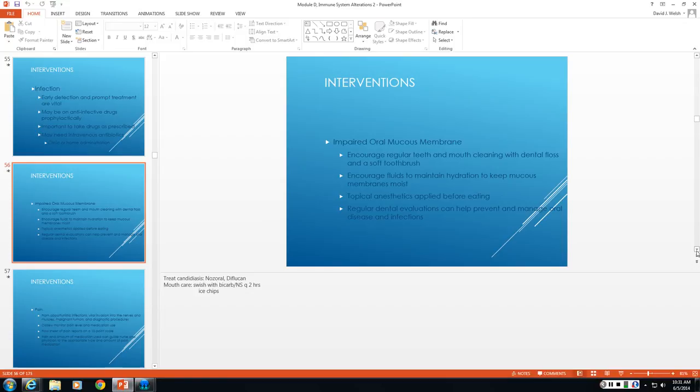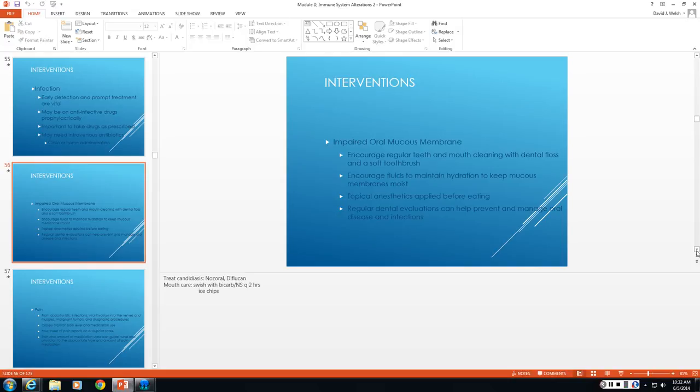They're going to have impaired oral mucous membranes, so you're going to encourage regular teeth and mouth cleaning with dental floss and a soft toothbrush. You're also going to encourage fluids to maintain hydration and to keep the mucous membranes not open, but moist. Excuse me. Topical anesthetics are going to be applied before eating. Okay? And we're talking about people that have thrush in their mouths. You also want to encourage regular dental evaluations to help prevent and manage any kind of oral diseases or infections.